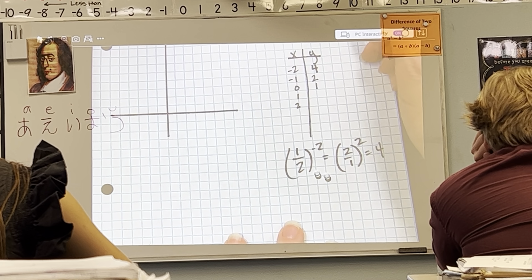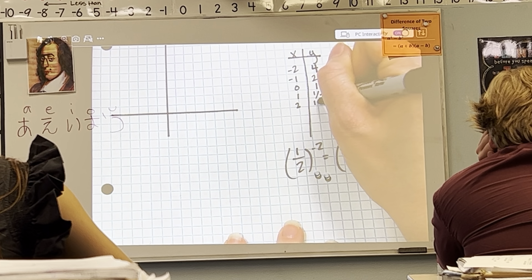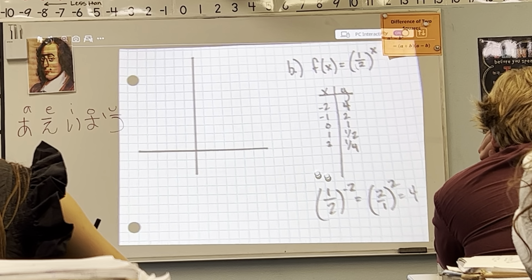And then anything to the 0 power is 1, and then 1/2 to the first power is 1/2. It's just the reverse of what we just did, because this is the reciprocal of what we just did.